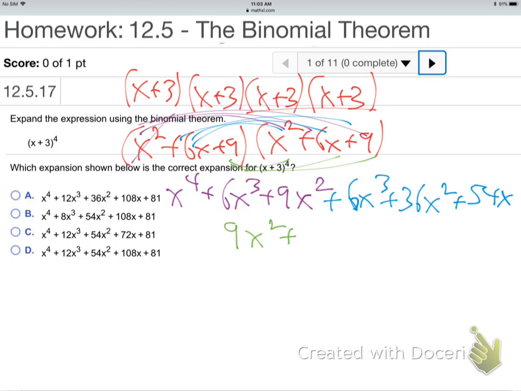Wait, why don't I line these up? Well, it's too late for that. 9x squared, I'm getting lost. Where am I? Oh, 54x plus 81. There we go. This is a pain.